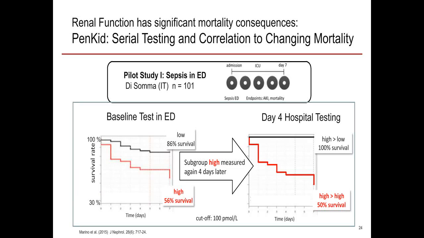What's more, in this next slide, we can look at how serial testing can correlate to changing prognosis and, in this case, mortality. So here on the left side, you can see the baseline first test of PENK kit done in the emergency room. They then took a subgroup with high levels of PENK kit and measured it 4 days later. What was found is that if you did have a high level and it went low, you basically survived.